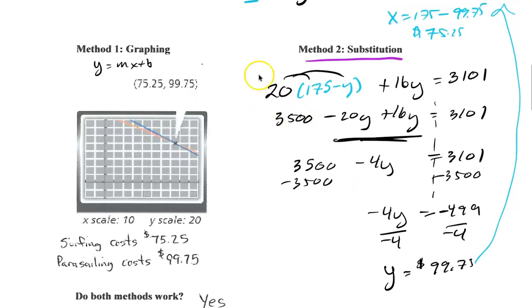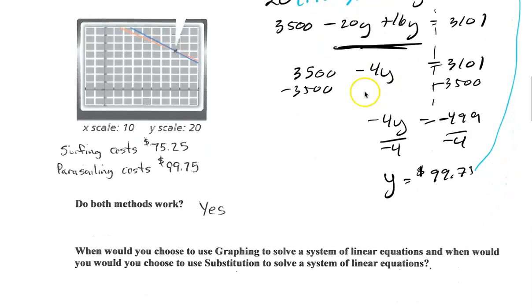Anyway, so you can see that, right? Do both methods work? Yeah, right? Graphing works. You need technology for it. Substitution you can do by hand. It is a little messy, but you can do it by hand. You don't need any technology for it.